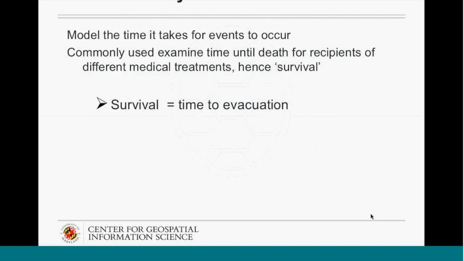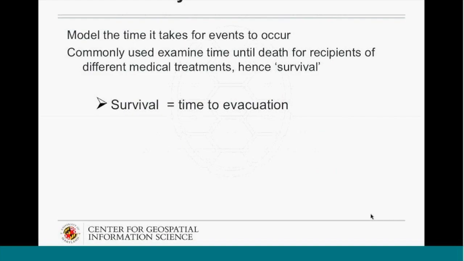So one of the models that I created for this particular project was called a survival analysis. And this is where you model the time it takes for an event to occur, or for multiple events to occur. One of the more common uses for this analysis technique is to look at time until death for recipients of different medical treatments. So for example, if someone gets cancer, there may be 3 or 4 different treatments that they can apply. And survival analysis would be how you could measure the potential effectiveness of each of those treatments.